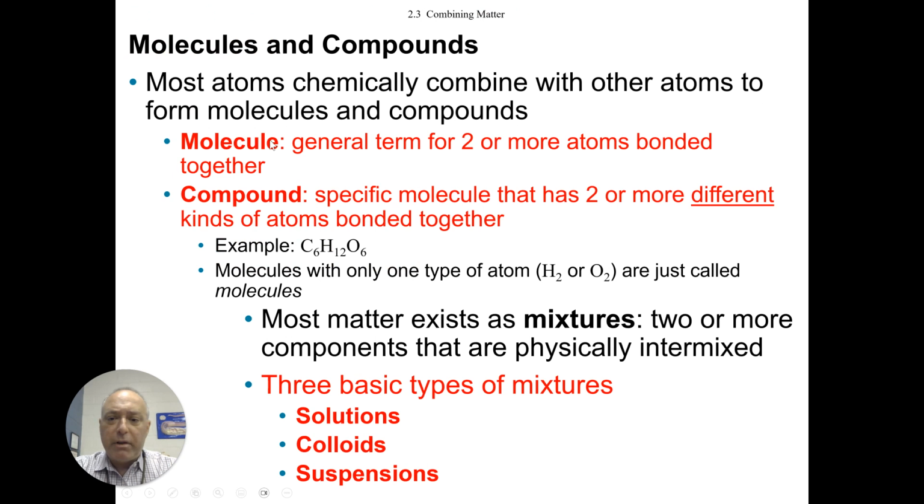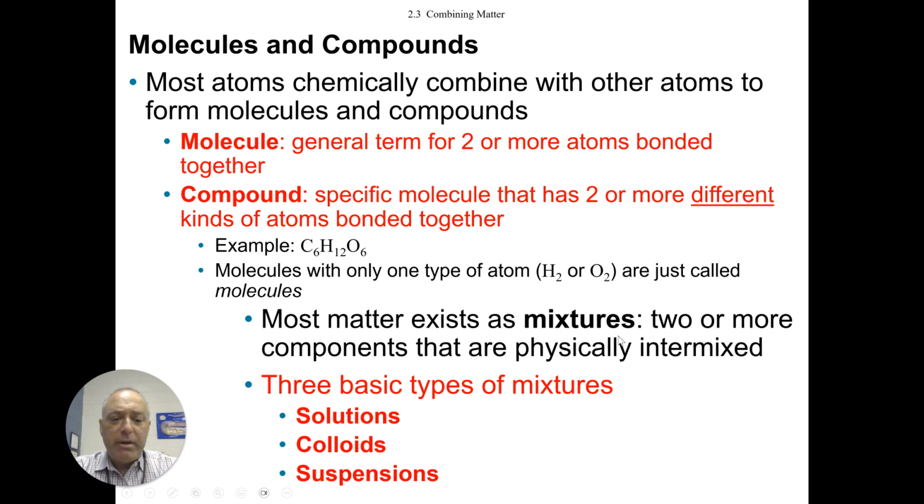Okay, we move on to molecules. Molecules, a general term for two or more atoms bonded together. Now, a compound is a specific molecule that has two or more different kinds of atoms bonded. So, example of a compound would be C6H12O6, which is glucose. Other examples of molecules are H2 or O2.